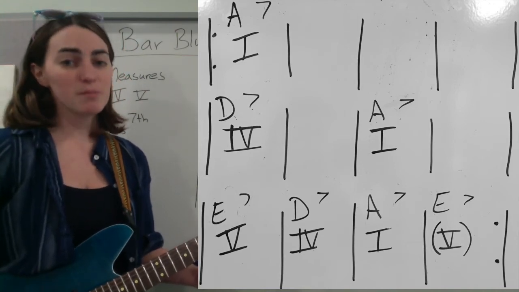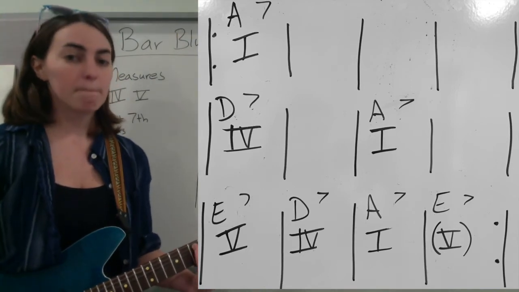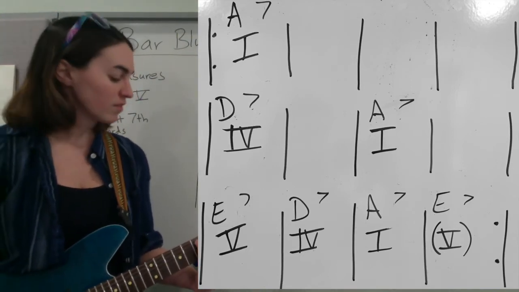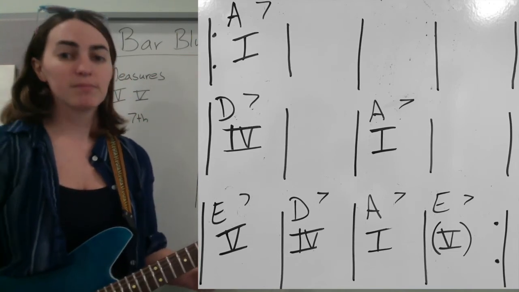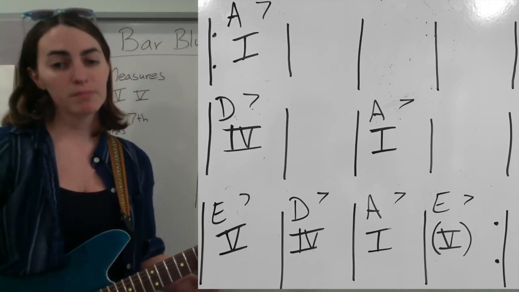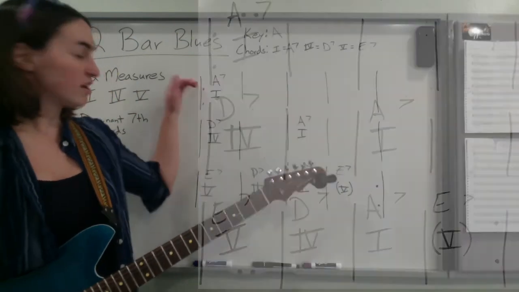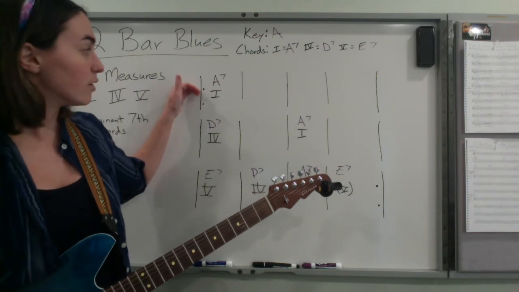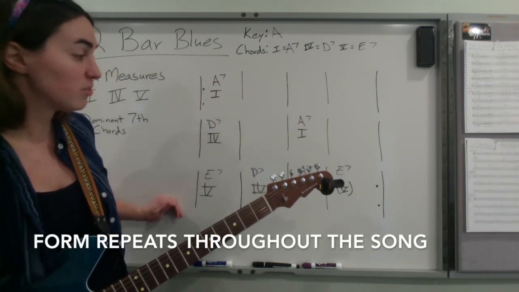Switch to D7, back to A7, E7, D7, A7, E, and that would take us right back to the top of that repeating pattern. And that is our 12-bar blues pattern. That's our form, just keeps on repeating.